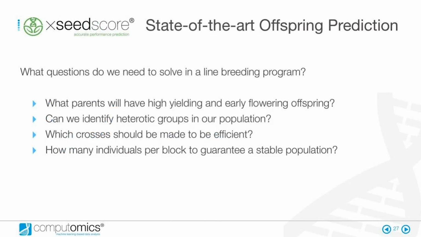So in a line breeding program, we want, for example, to know which parental combinations will lead to offspring with favorable trait combinations, such as high yield and early flowering. Can we identify heterotic groups in our population? And which crosses and how many offspring per cross do we need to make to be more efficient in identifying successful crosses?